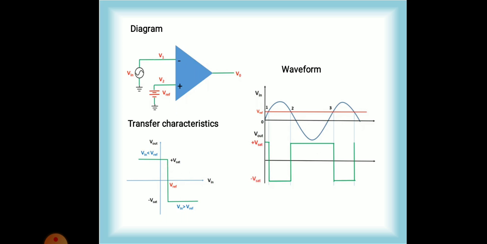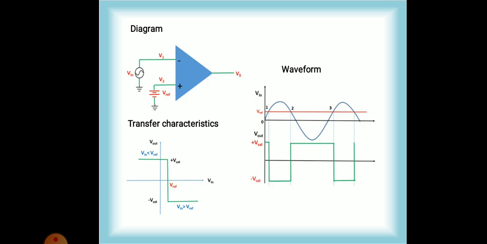From 0 to 1, Vin is less than V reference, therefore V0 equal to plus V saturation. From 1 to 2, Vin is greater than V reference, therefore V0 is equal to minus V saturation. From 2 to 3, Vin is less than V reference, therefore V0 is equal to plus V saturation, and so on. Now let's consider the transfer characteristics.